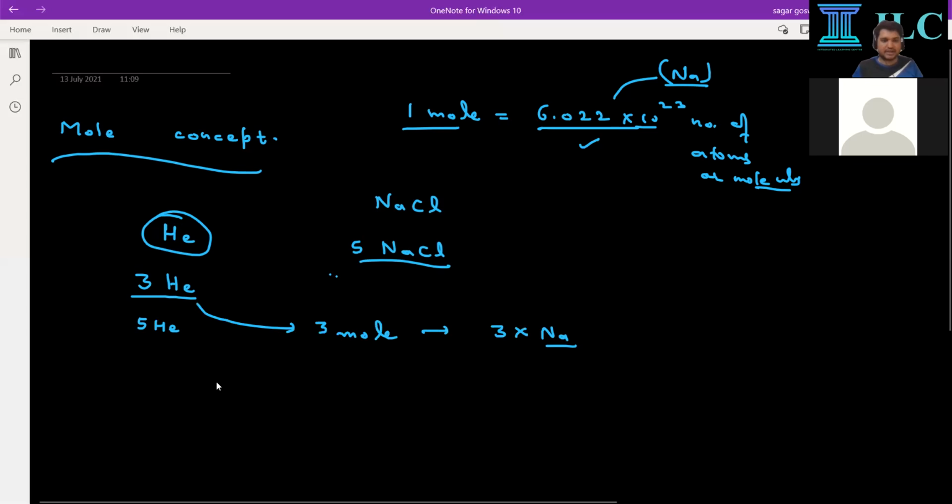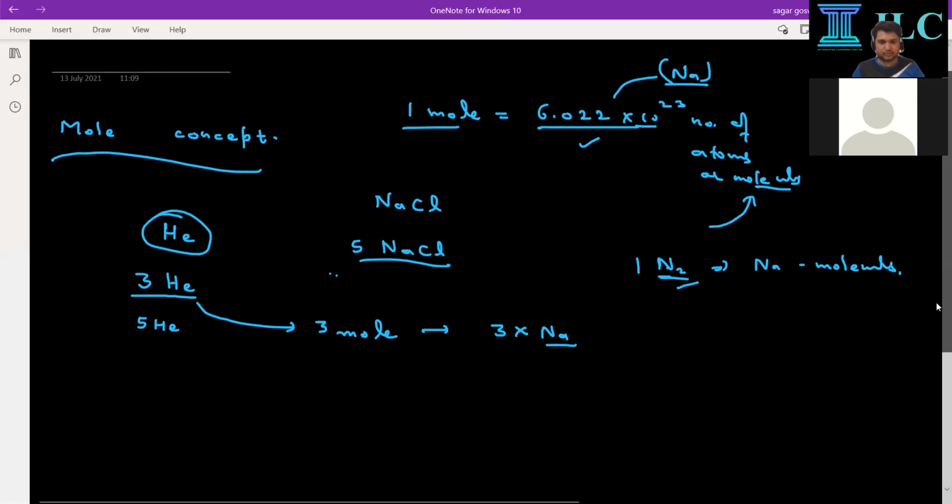Okay, so we can just do it. Because it is a single element, you have to say atoms only. But when I say nitrogen gas, it is a molecule. If I say 1 mole of nitrogen gas, you don't have to say atoms now. Now you have to say molecules, because it is N2. So you have to say Na molecules are there, because it is a molecule.